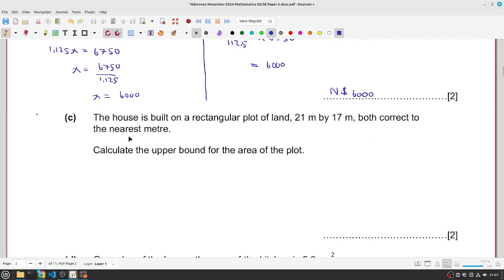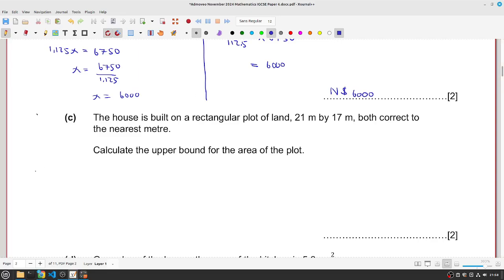Question C. The house is built on a rectangular plot of land that measures 21 by 17 meters. Both of those numbers correct to the nearest meter. And we need to calculate the upper bound for the area. So to calculate the upper bound, for any calculation, or lower bound, we have to find the upper and lower bound of each individual value first. We don't first do the calculation and then find the bounds. We first find the bounds and then do the calculation.